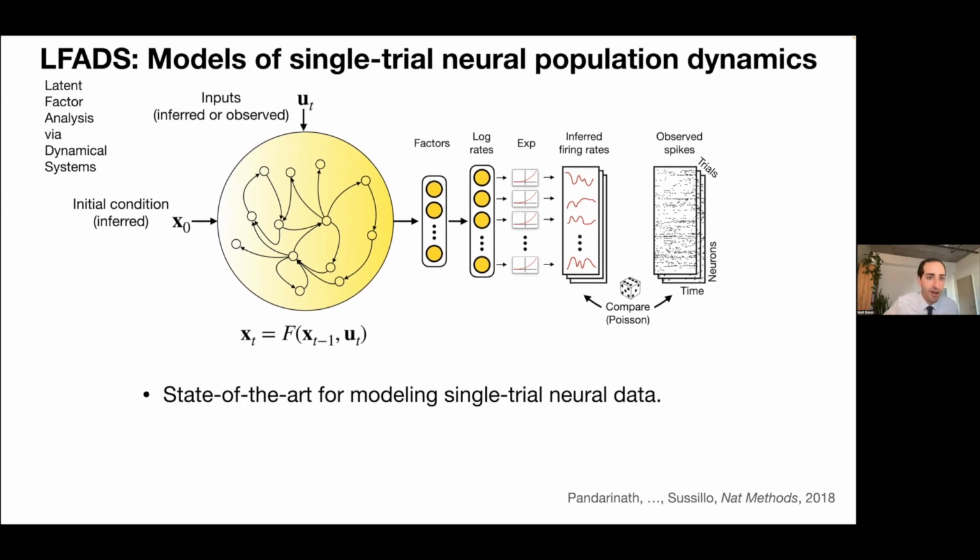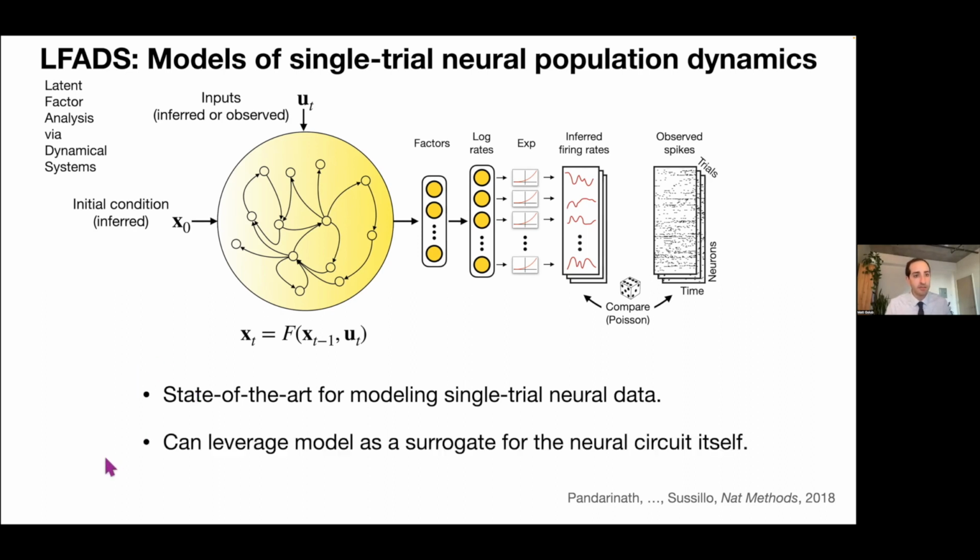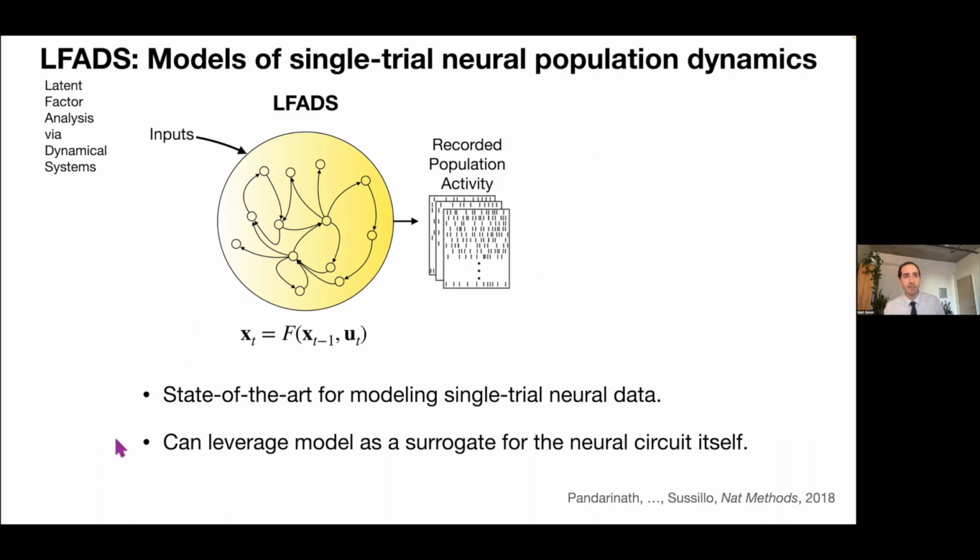So why should we care about LFADS? Well, first, it represents the state of the art in machine learning tools for modeling single trial neural population data. And second, if we're confident in the model, then we can leverage the model as a surrogate for the neural circuit itself, allowing analyses that we simply cannot perform on a neural population. So from here on, I'll just use this simplified graphic to depict LFADS, and we'll know that it means kind of all of that complexity that I just unpacked.